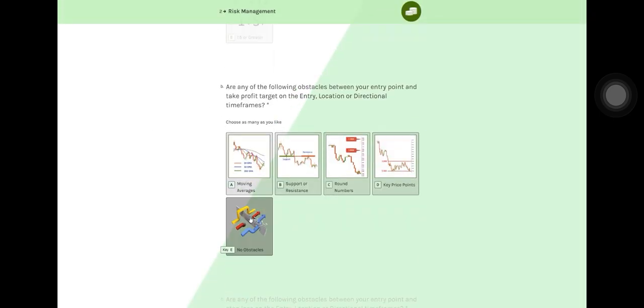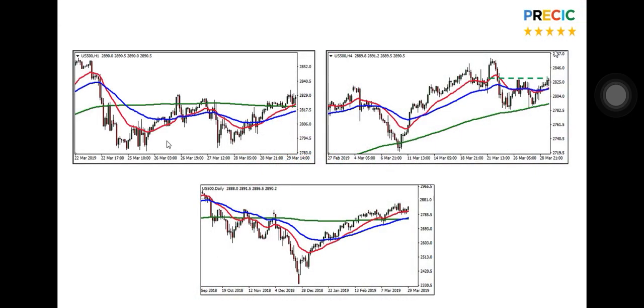The next question asks if there are any of these following obstacles between the entry point and the take profit target on the entry, location, or directional timeframes. To do this, we can first project where our take profit target is going to be, and then we can start to look for the potential obstacles.